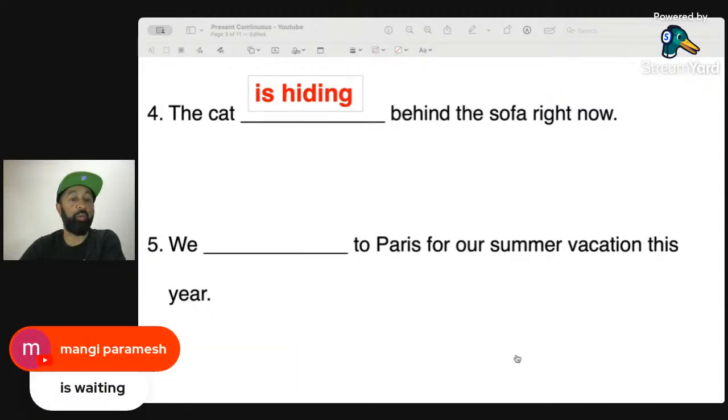All right, Paramesh, waiting. Yeah, the cat is waiting behind the sofa right now. Sure, that's fine. That works. Grammatically, that works. What is the cat waiting for? I don't know. But yeah, that's completely fine. All right, what about number 5? We something to Paris for our summer vacation this year.